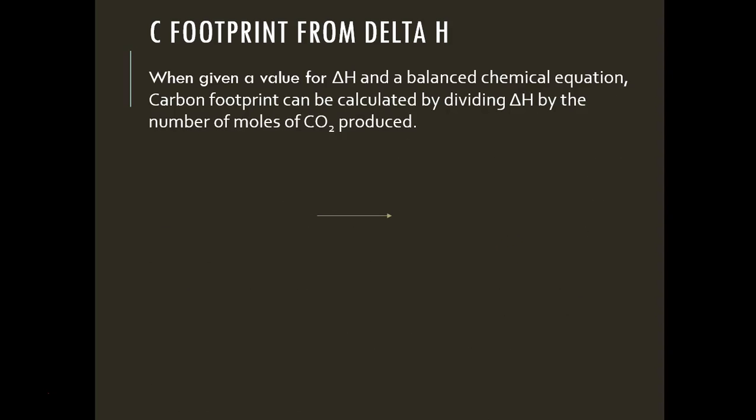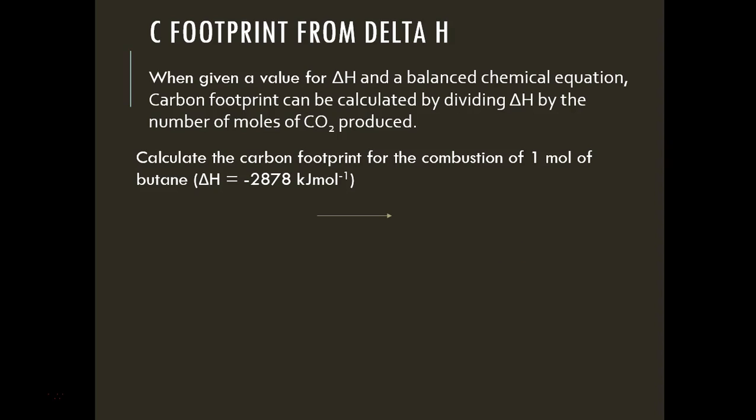And finally, we can get a carbon footprint from delta H. Now, when we do this, we're not actually looking at the total mass of carbon dioxide produced, just the amount of energy released from carbon dioxide per mole of carbon dioxide. So when we're given a value for delta H and a balanced chemical equation, all we have to do to calculate the carbon footprint is divide the delta H value that we're given by the number of moles of carbon dioxide produced. So a quick example, it says calculate the carbon footprint for the combustion of 1 mole of butane. So to do this problem, we would just need a balanced chemical equation for the combustion of butane.